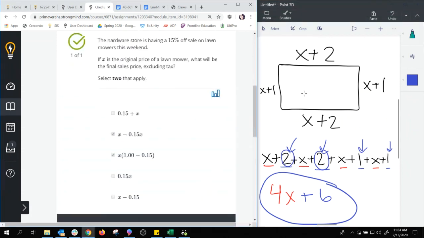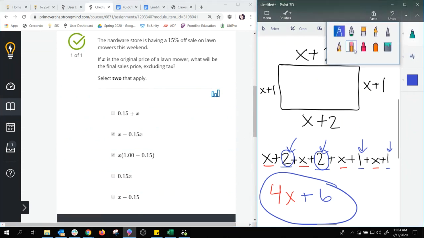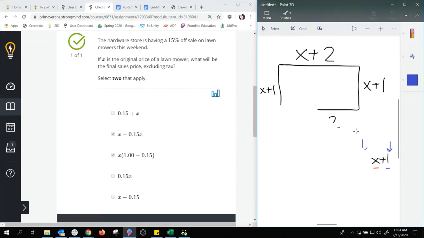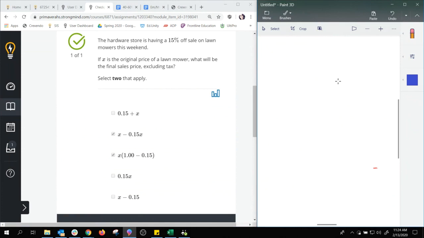All right. A hardware store is having a 15% off sale on a lawnmower this weekend. If x is the original price of the lawnmower, what will be the final price excluding tax? Okay. Well, if it's a 15% off sale, right? If a price of something is going on sale, would you expect it to be more or less than the original price if it's on sale? Less. Perfect. Which means here we're talking about a decrease.